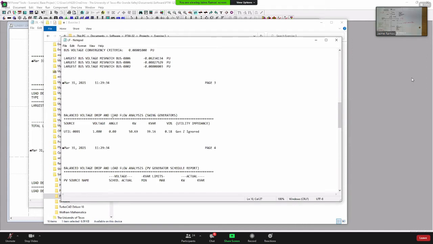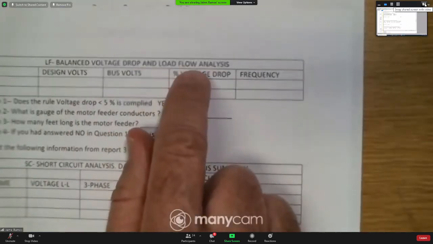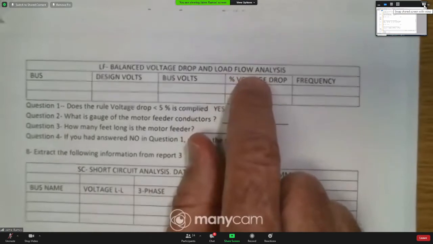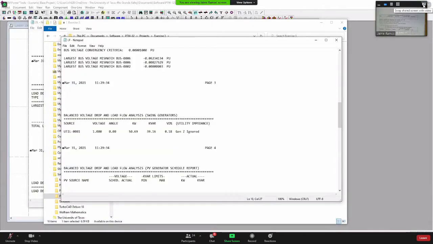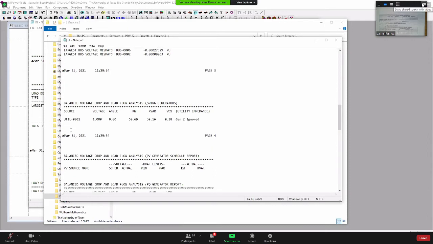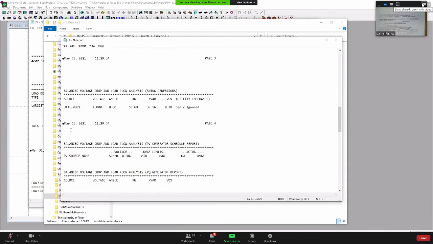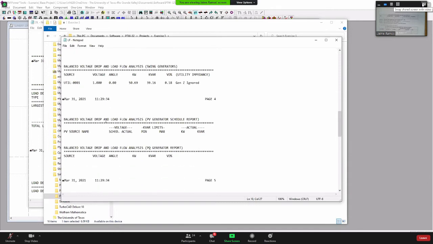So what do we have to look at? We need to look at balance voltage drop in the load flow analysis. This table. So this is it, okay? But we don't want to do the utility, no? Balance voltage drop, the PV source. What's PV?